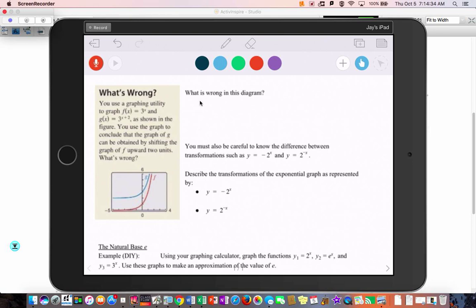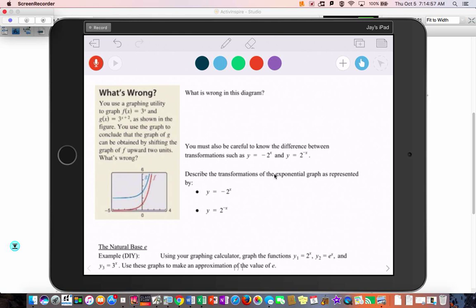Okay, so if we look at what's wrong with this diagram, you can see that they wanted you to do 3 to the x and 3 to the x plus 2, and they moved 3 to the x plus 2 up 2, but that plus 2 is actually inside the function, and so it's going to be a shift to the left 2. And you could graph that on your graphing calculator to see what we're talking about.